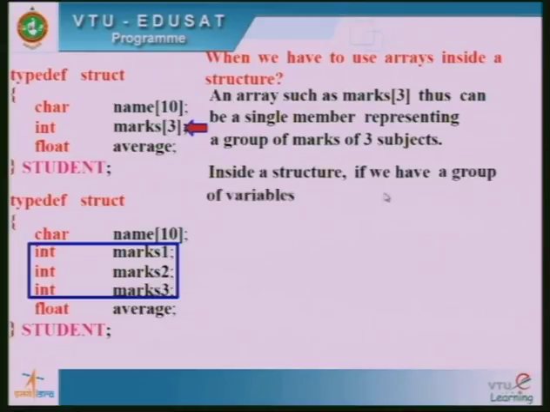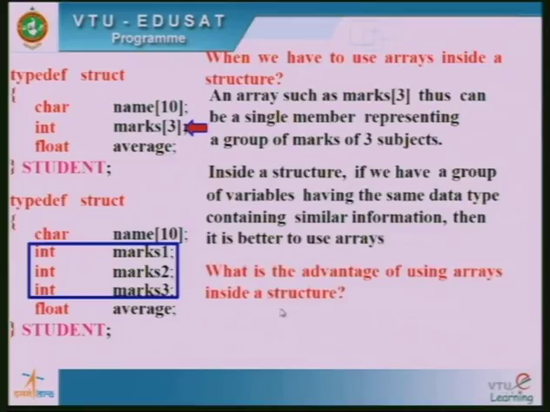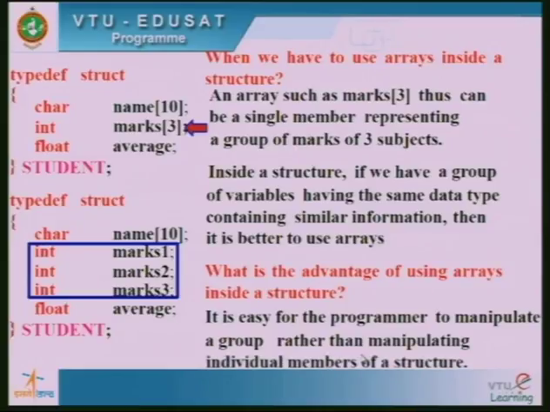Now, inside a structure, if we have a group of variables having the same data type containing similar information, see marks 1, marks 2, marks 3, all are of type what? Integer only, they contain marks. So, we can use what? An array instead of using marks 1, marks 2, marks 3. Then it is better to use arrays. So, what is the advantage of using arrays inside a structure? It is easy for the programmer to manipulate a group rather than manipulating individual members of a structure.